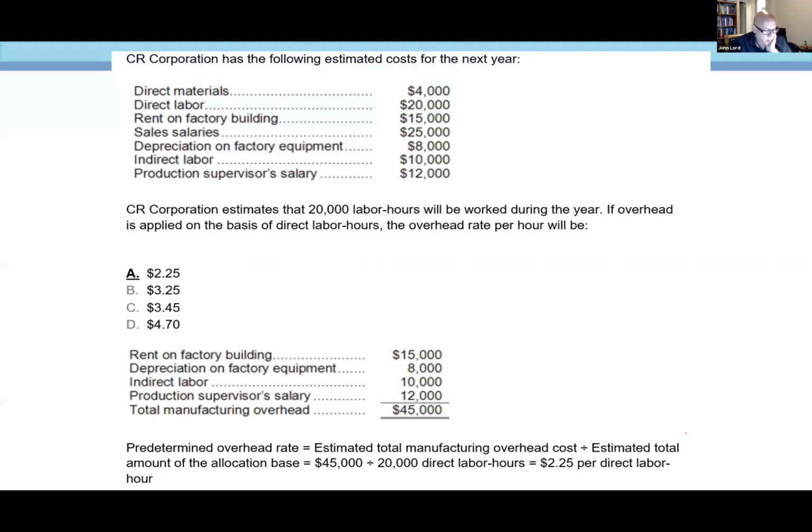Now, this one is a little bit different in that they're still asking me the predetermined overhead rate, just like that last one, but now they're making me figure out what estimated cost should go into the numerator before I go ahead and divide it by the driver here, which in many questions is direct labor hours. So is direct materials part of the numerator?